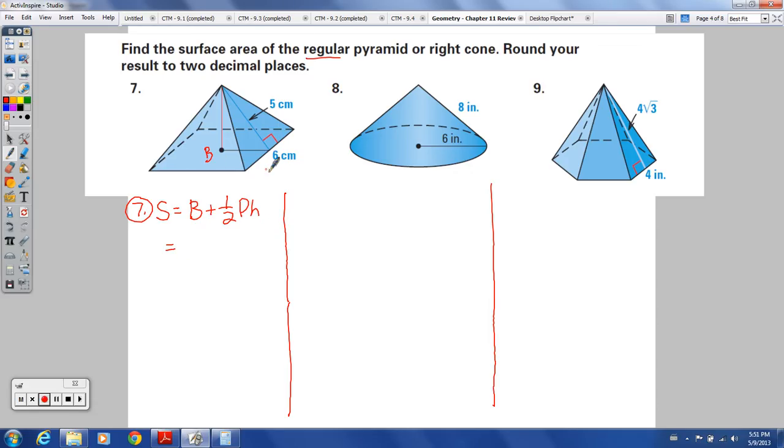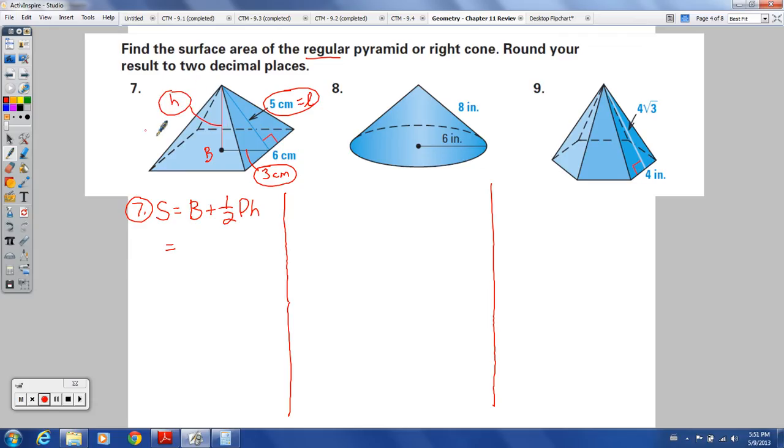This is going to be, it looks like this is 6 right here. That would mean that this part right here would be 3. We may need to use that. And then we've got 5. This is our slant height. And we may need to use that. We might not need to use that. It looks like we need to solve for h. I need to know what h is. I don't know what h is yet at this point.